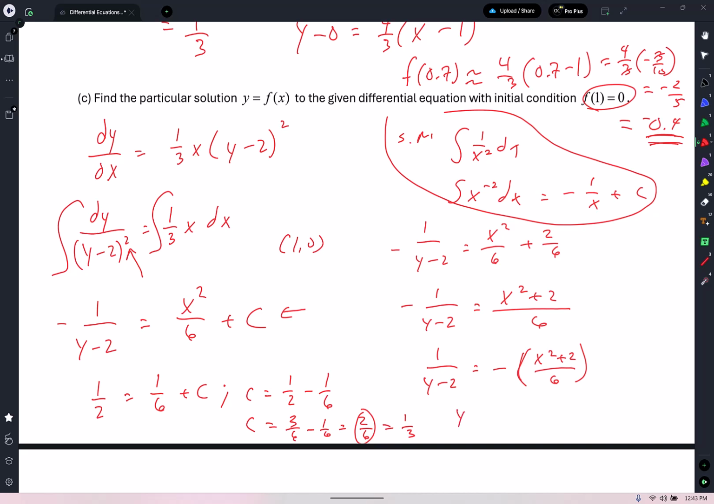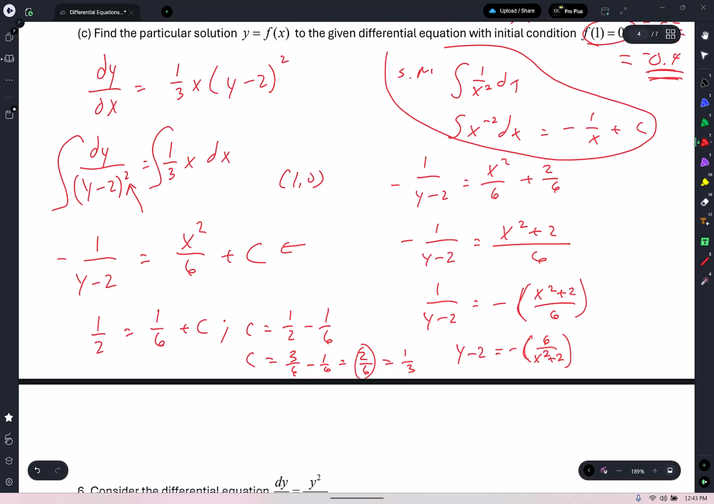Flip. So y minus 2 equals negative, and then 6 over x squared plus 2. I just flipped my fraction here, and then just move the 2. So let me write it right here: y equals negative, parentheses, 6 over x squared plus 2, close it, plus 2.